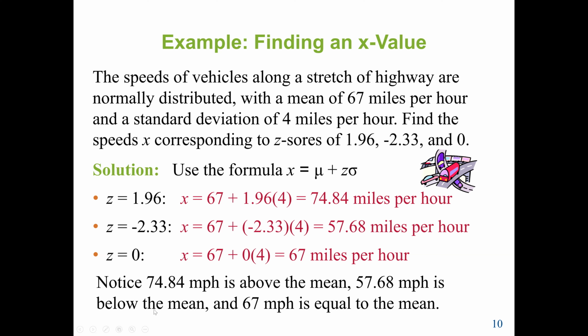So here they say we should notice that 74.84 miles per hour is above the mean, but 57.68 miles per hour is below the mean, and 67 miles per hour is equal to the mean, which means if the z value is 0, then the x value will be the same as the mean. And here we can see that when the z value decreases, the x value also decreases.